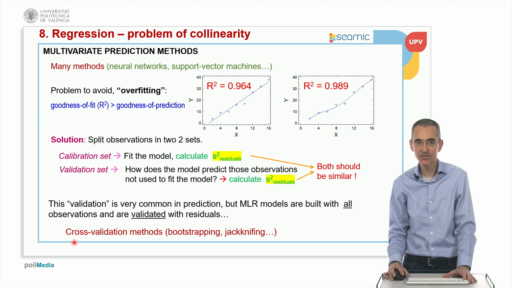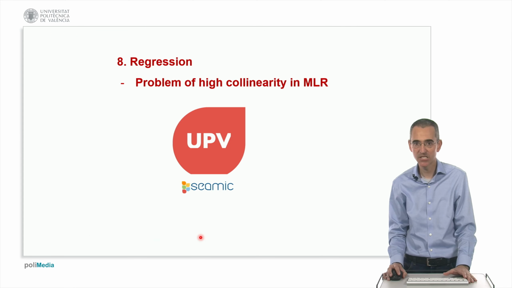And also there are methods of cross-validation, which is an internal validation method that uses all the observations. So if I have many observations, I can split into a validation set and a calibration set, but if the amount of observations is not too high, I can use all of them, and there is software that uses an internal validation method based on bootstrapping or jackknifing, which is commonly called cross-validation.